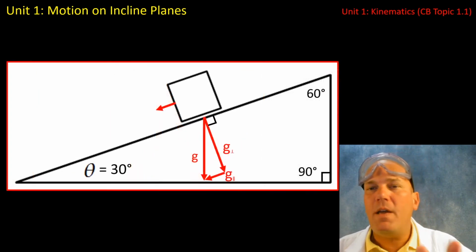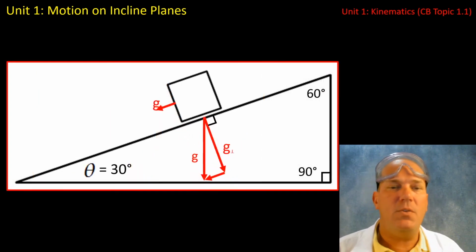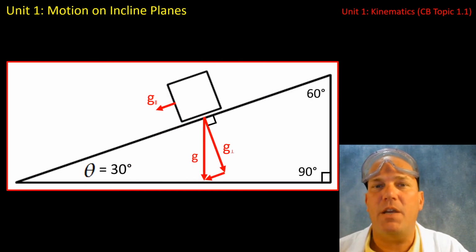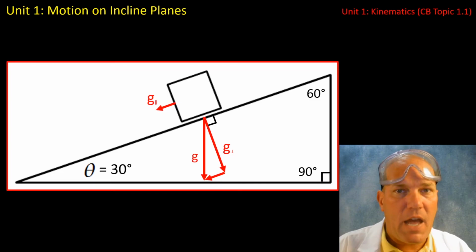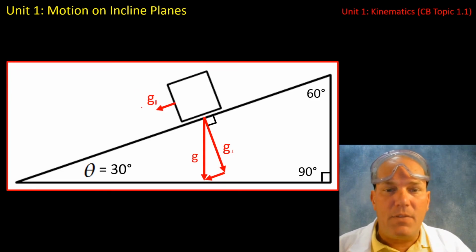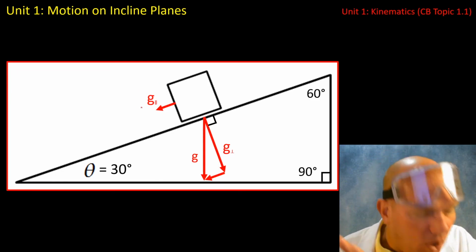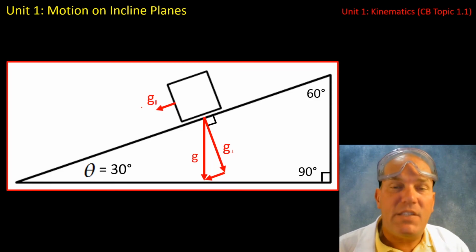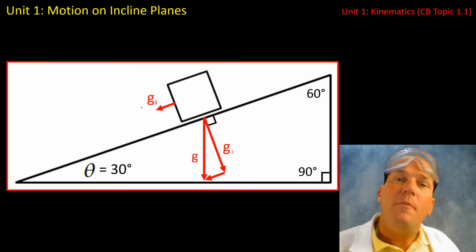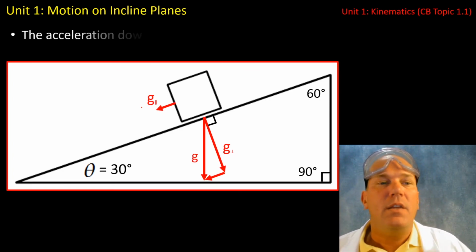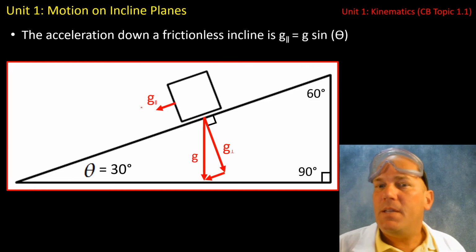If you're not quite following that, let me show you again. g parallel is the acceleration of this object down this frictionless incline. That's a fact. So this is the acceleration down the incline. It's not all 10 meters per second squared. I think you already know that. That's intuitive, that's common sense. But it is less than 10 meters per second squared. So that will be the acceleration.